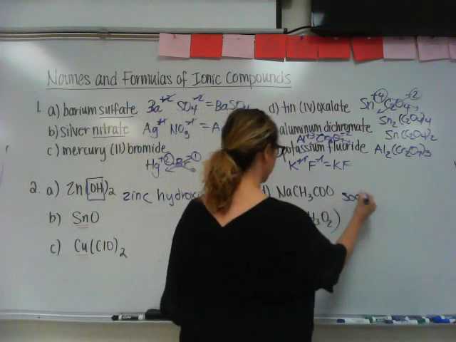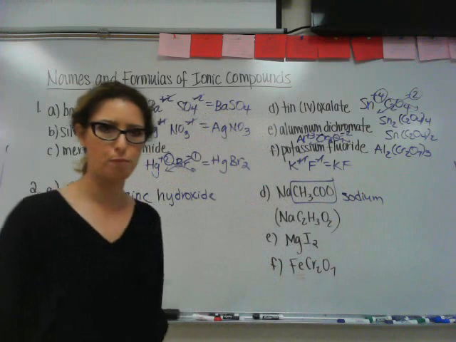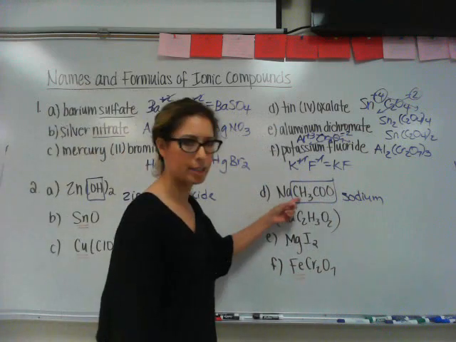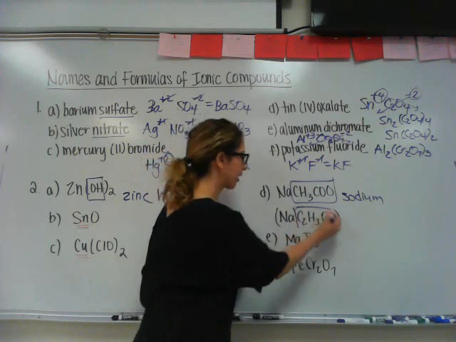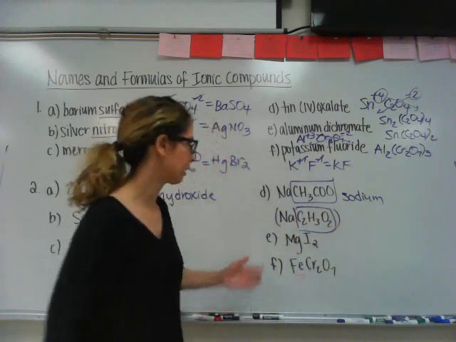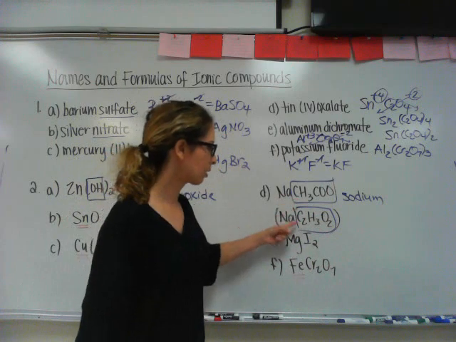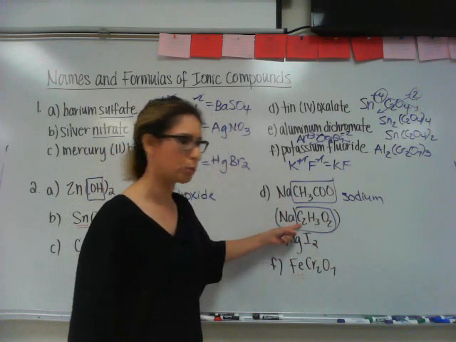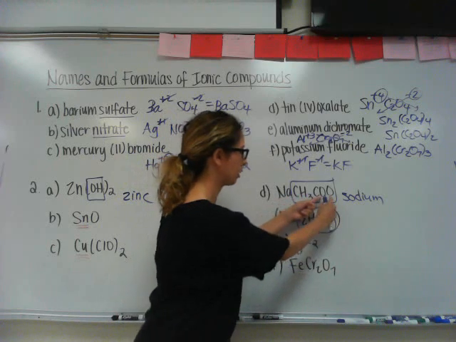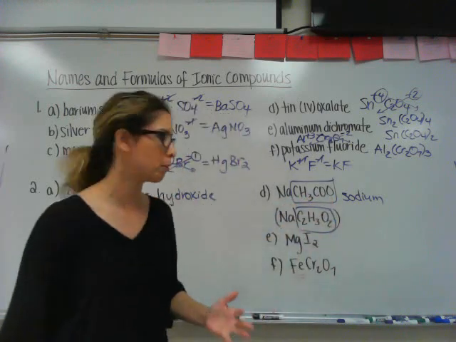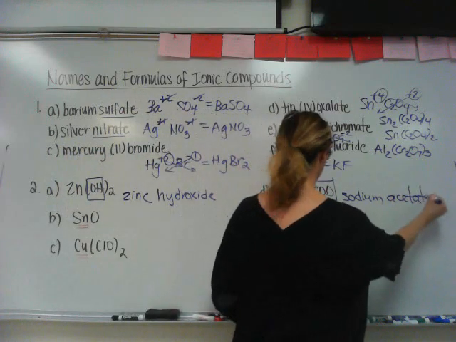Na is sodium. Now, what's attached to sodium may not look familiar. This is actually acetate, which is also on the bottom left of your periodic table. Acetate can be written a couple of different ways. Sometimes you'll see it as CH3COO. Sometimes you'll see it as C2H3O2, and that's because you have 2 carbon, here are your 3 hydrogen, and here are your 2 oxygen. So just be familiar with that, okay? So this is sodium acetate.